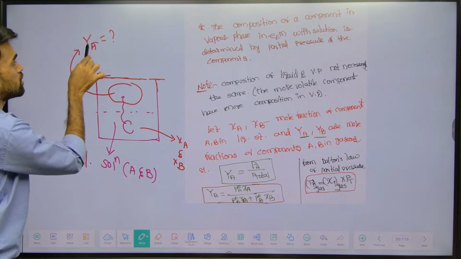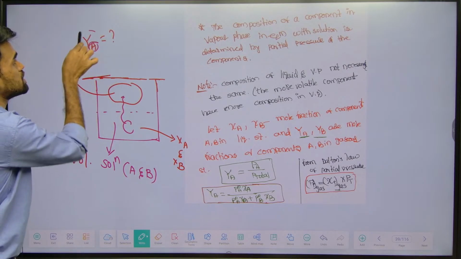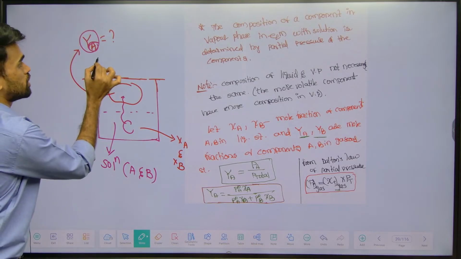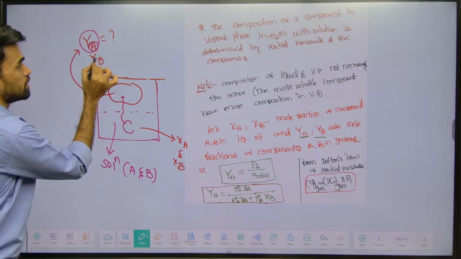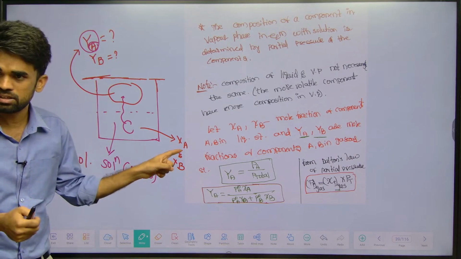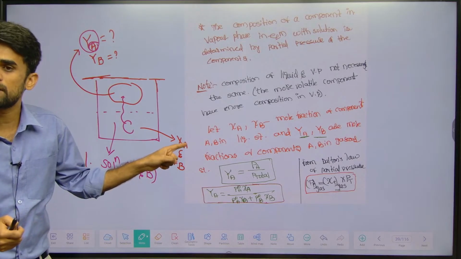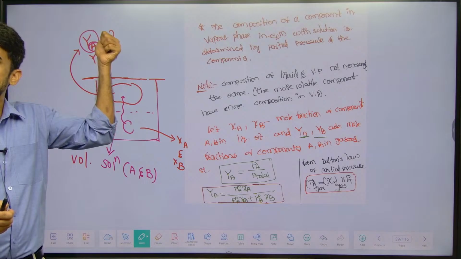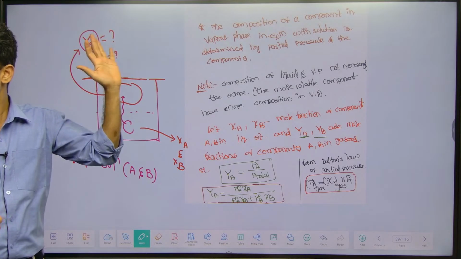Mole fraction of A in its vapor phase or gaseous phase. Similarly, for B, what should I write? Yb. Why am I using Y? Because here I used X for the mole fraction in liquid state, and for the mole fraction in gaseous phase I use Y. Is this clear, everyone?